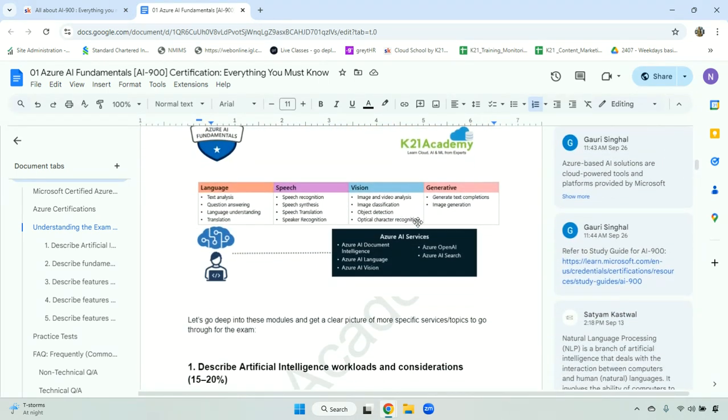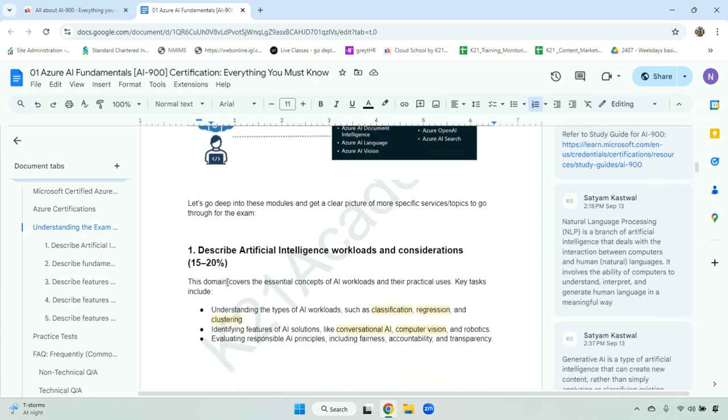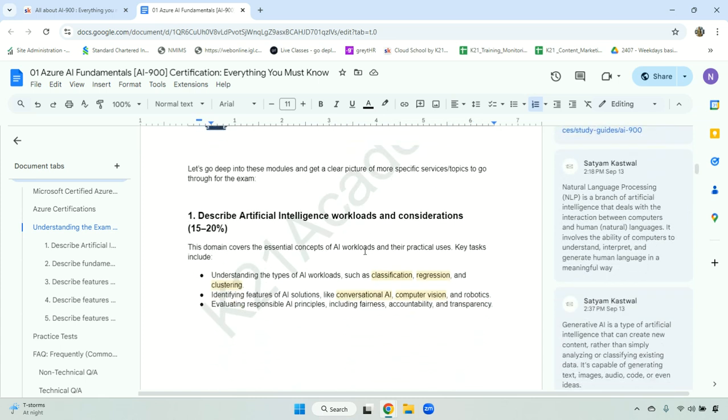Now let's move further and go deep into these modules to get a clearer picture of the more specific services or topics to go through for the exam. When you're preparing for the certification, you start by preparing the first module, where you describe the artificial intelligence workloads and considerations. What are the topics you need to focus on in this domain is what we are going to discuss.